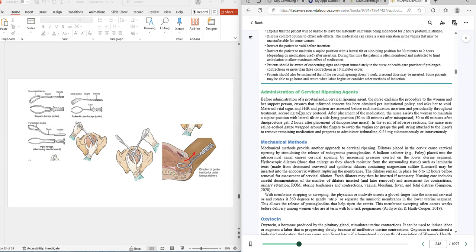248. Let's look at 248. So mechanical methods. We have another mechanism that's fairly new in the last 10 years or so called a CRB, which is a cervical ripening balloon.